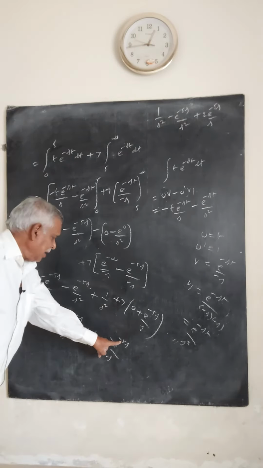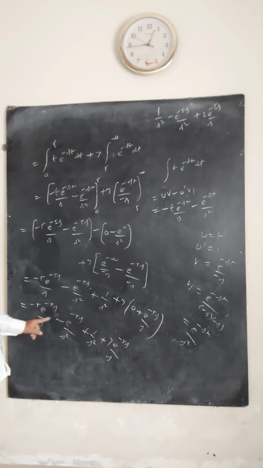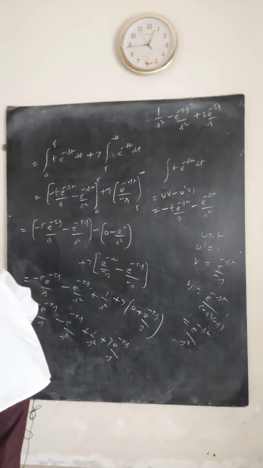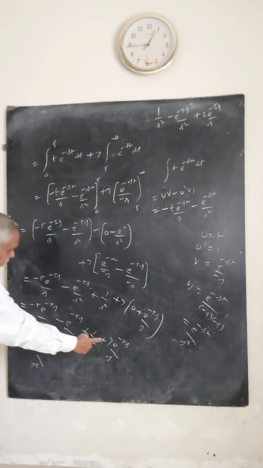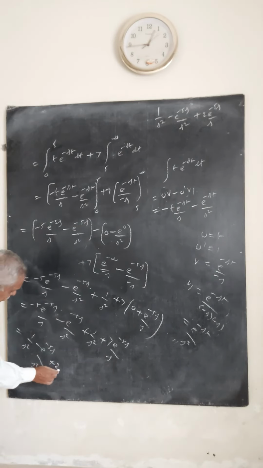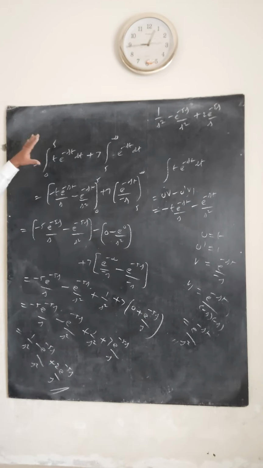e power minus 5s appears 7 times and here 5 times, so subtracting gives 2 times of this. And I am writing here 1 by s square minus e power minus 5s by s square, plus 2 times e power minus 5s by s is the answer. In both methods, we are getting the same answer.